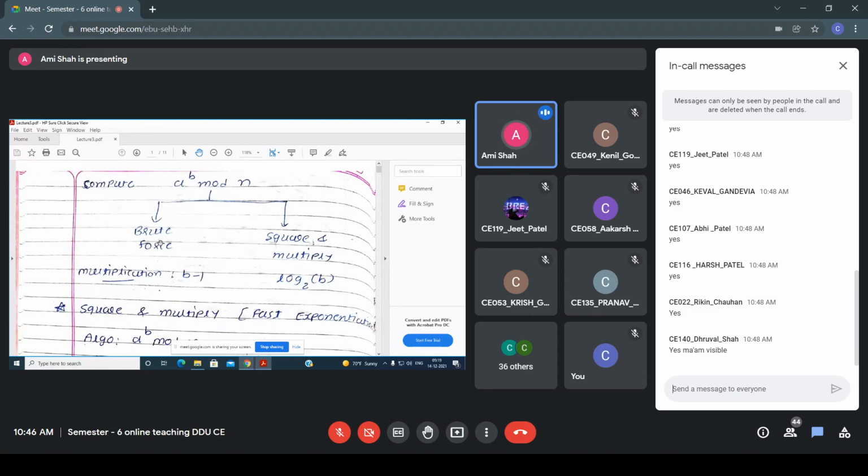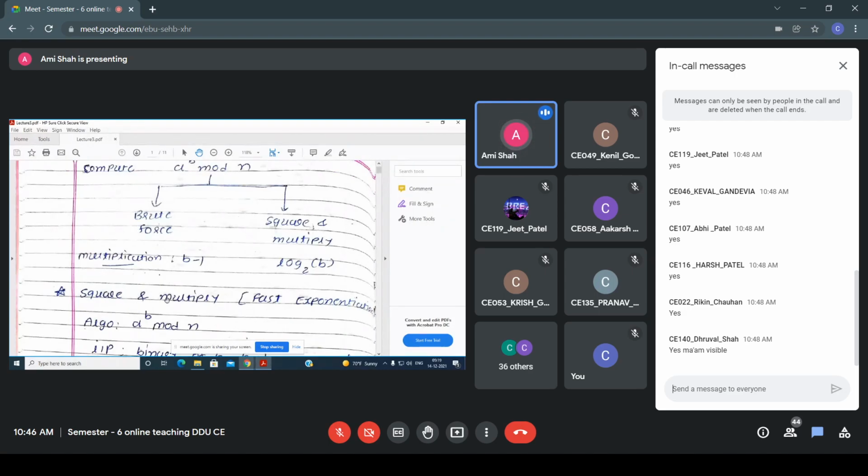So there are two methods. One is a brute force approach, and another is square and multiply. In brute force, all of you know that a is multiplied b times. I will not explain how exactly I am getting this complexity, since that is a separate topic. In the brute force approach, a total of b minus 1 multiplications is required, while in the square and multiply method it is log b base 2. So today I will explain the square and multiply method, which is a fast exponentiation method.